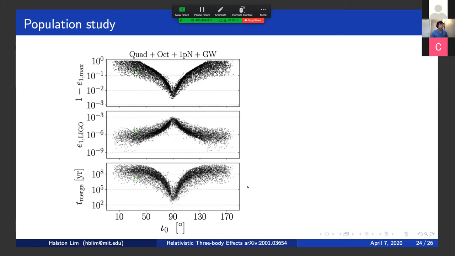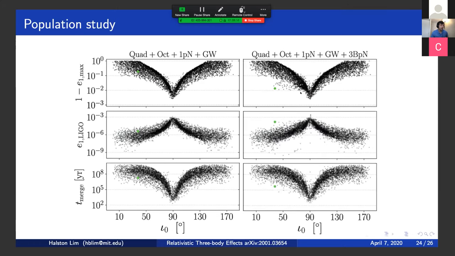If we add the three-body PN effects, the main result I'm seeing is a systematic increase in eccentricity in the shoulder here for moderately prograde inclinations. This green dot is the case that I showed on the previous slide, and if you were to look at any of these other cases, they look the same. What this says is that there is a systematic bias for increasing the eccentricity and also decreasing the merger time when you include three-body PN effects.